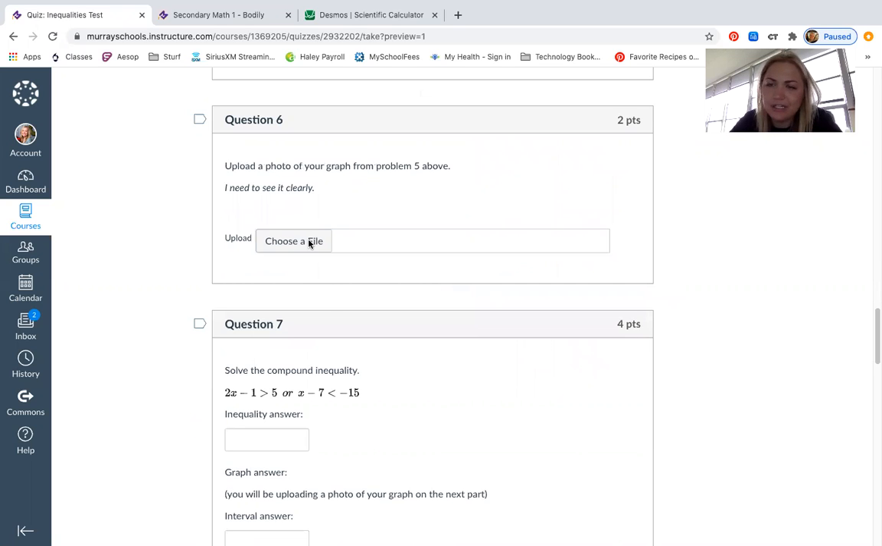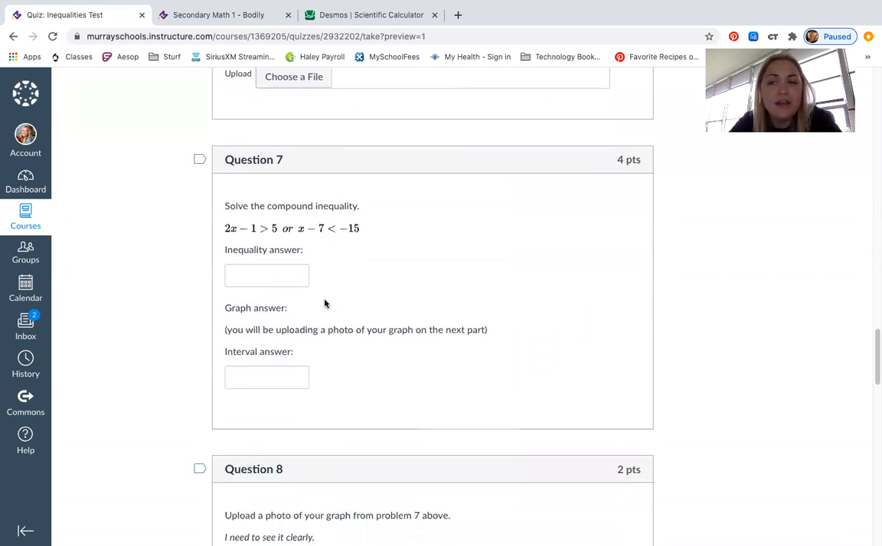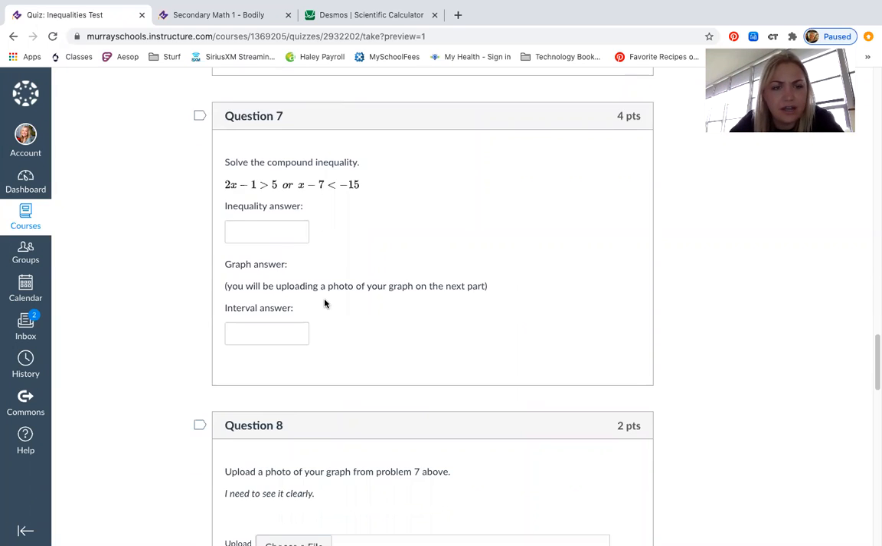Number 6 is where you upload a picture of your graph. I just had my graph up there. If you need to see it again, you can go back and rewind, but hopefully you're following along, so you already have it. Okay, let's go to problem number 7.